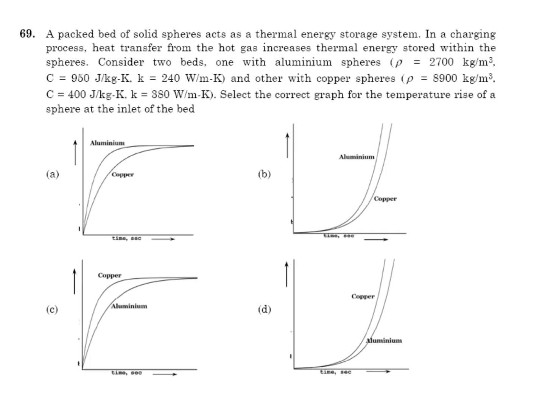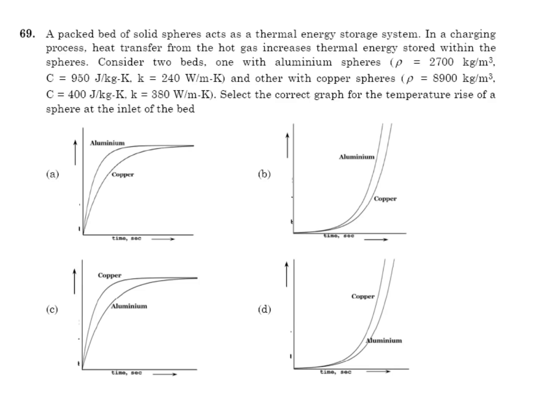Consider two beds, one with aluminum spheres, rho equal to 2700 kg per meter cube, C equal to 950 joule per kg Kelvin, thermal conductivity K equal to 240 watt per meter Kelvin, and the other with copper spheres. For copper also data is given. Select the correct graph for the temperature rise of the sphere at the inlet of the bed.